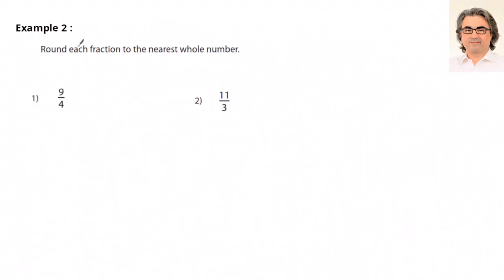What about this one? Round each fraction to the nearest whole number. The same question. So 9 over 4. Now let's change it into its mixed form. 9 over 4. In 9 we have 2 times 4, and the remainder is 1, over 4 again. What about 11 over 3? In 11 we have 3 times 3. 3 times 3 is 9. 11 minus 9 is 2. So the remainder is 2, and again I should write 3 here.